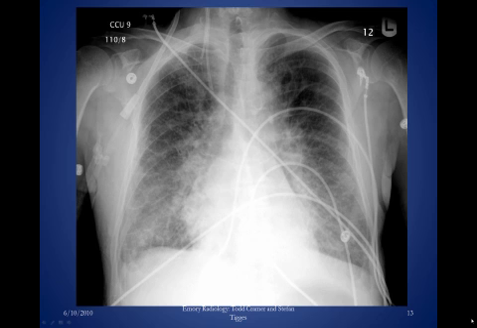Finally, here's a patient with numerous findings of pulmonary edema. Test yourself and look for the Kerley A lines, Kerley B lines, right pleural effusion, and alveolar edema.